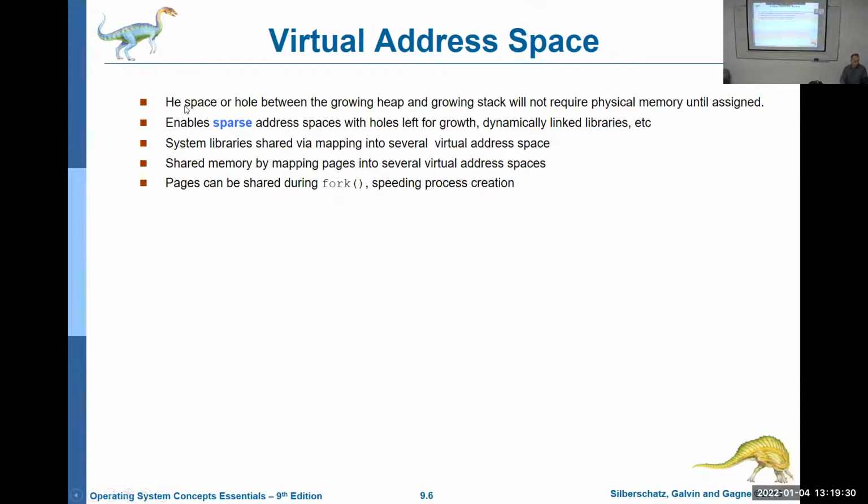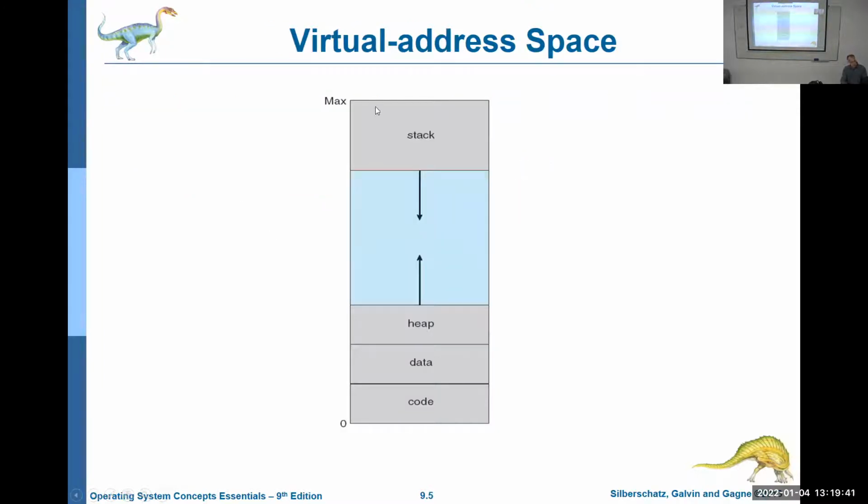The space or hole between the growing heap and growing stack will not require physical memory until assigned. In other words, my stack has so far gotten down this far, and my heap has gotten up this far, and there's this empty space here that I haven't yet used. If we had a normal contiguous memory allocation, I would have to have space allocated for that, even though I'm not using it yet.